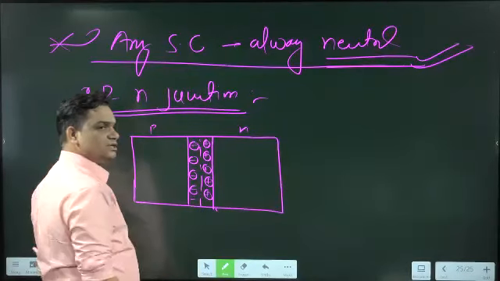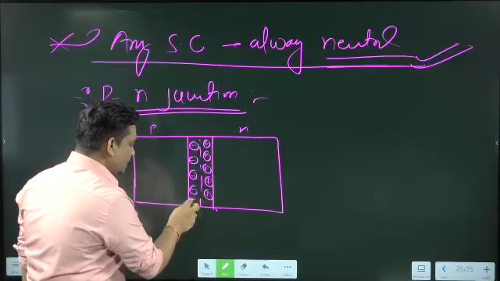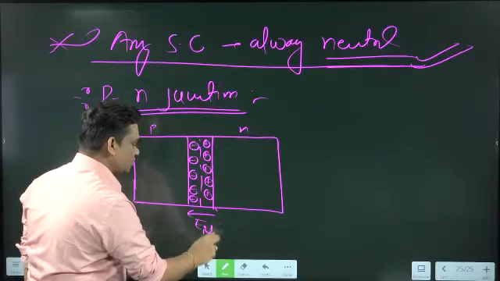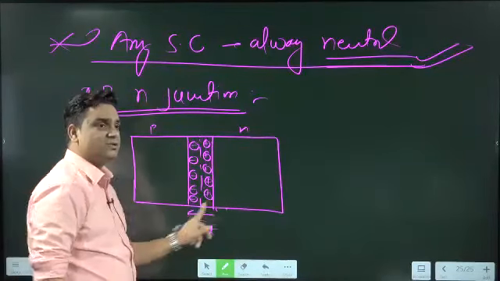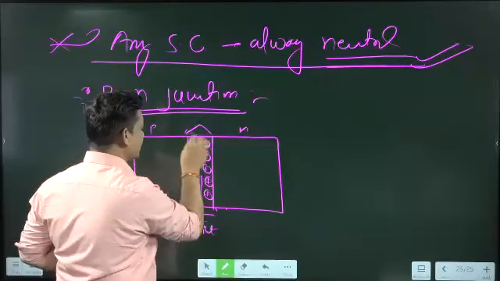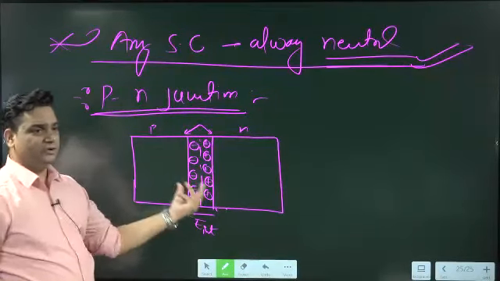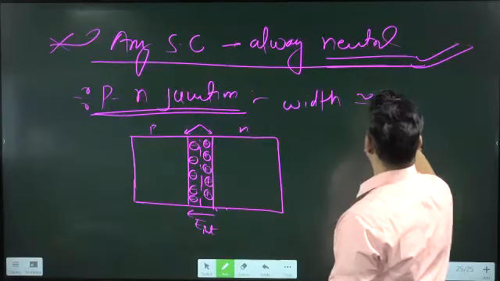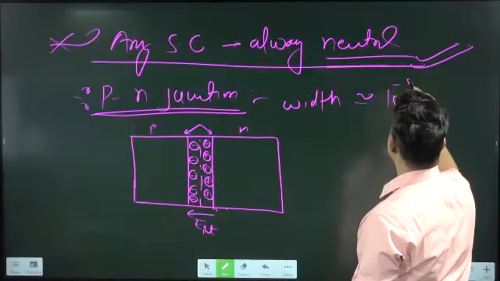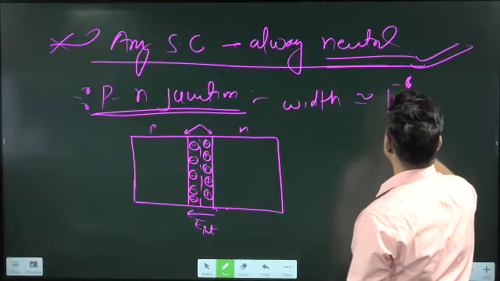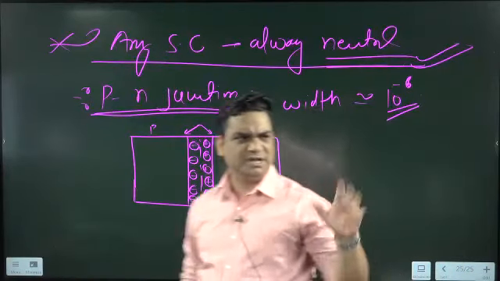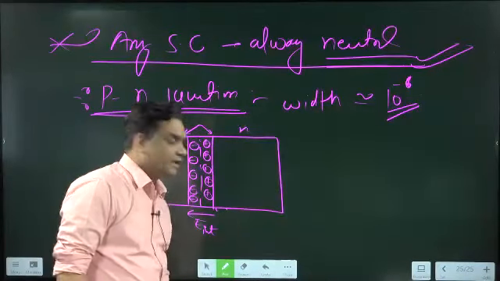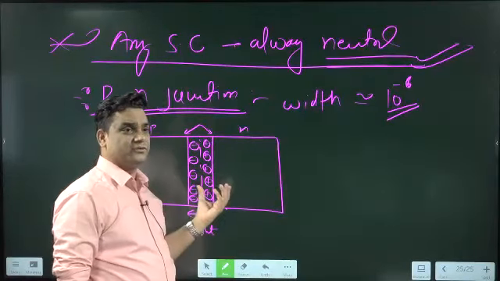Now what happens here is that a strong electric field exists. Always remember, a strong electric field exists in the depletion layer. This is the depletion layer. The width is of the order of 10 power minus 6, the micrometer order. Very strong field is there.